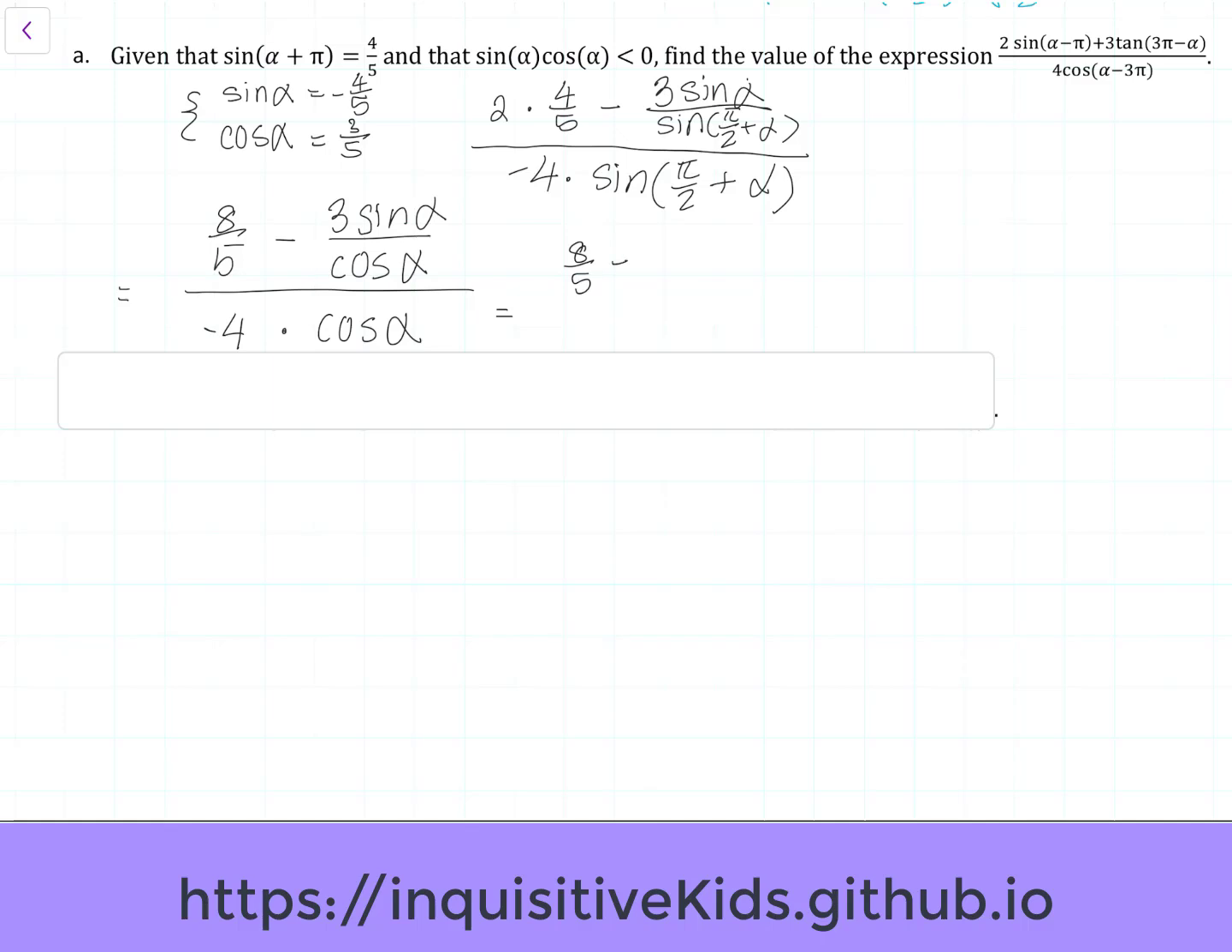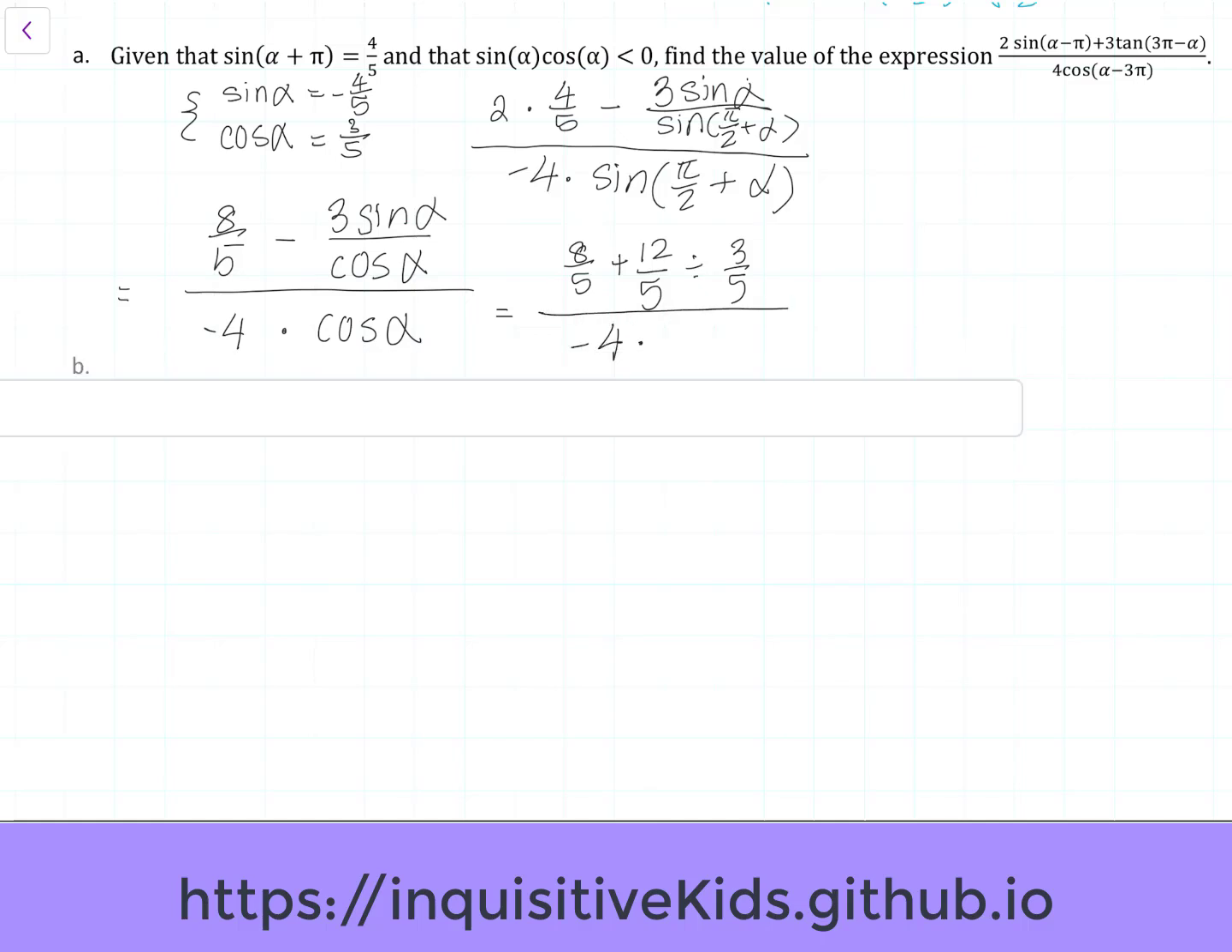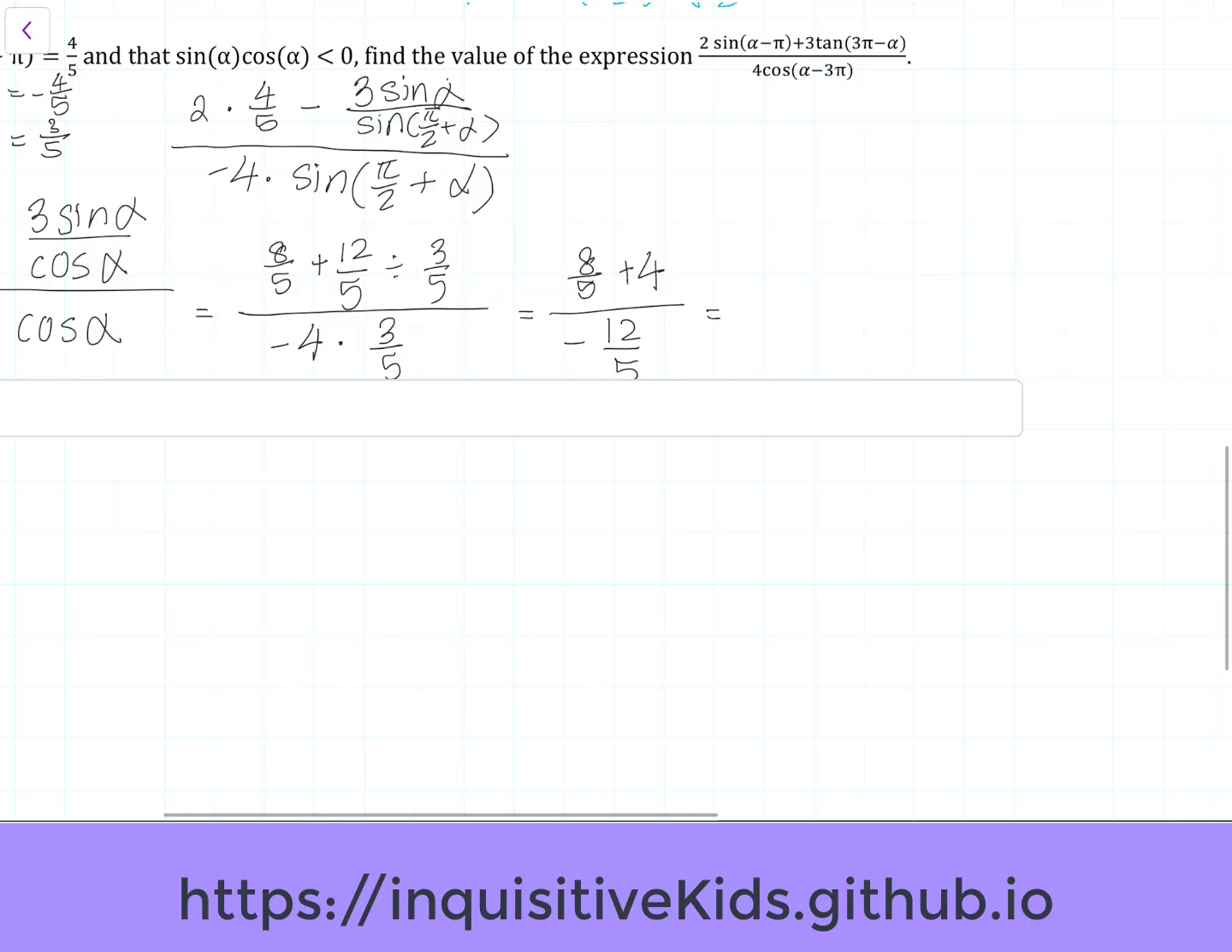8/5 minus 3 times sine alpha, which is negative 12 over 5. So plus 12 over 5 divided by cosine of alpha, which is 3/5. And on the denominator, we have negative 4 times 3/5. Now, if we continue adding, 8/5 plus 4 over negative 12 over 5. This is equal to 28 over 8 divided by negative 12 over 5. Or if we just switch it into its reciprocal, times negative 5 over 12.